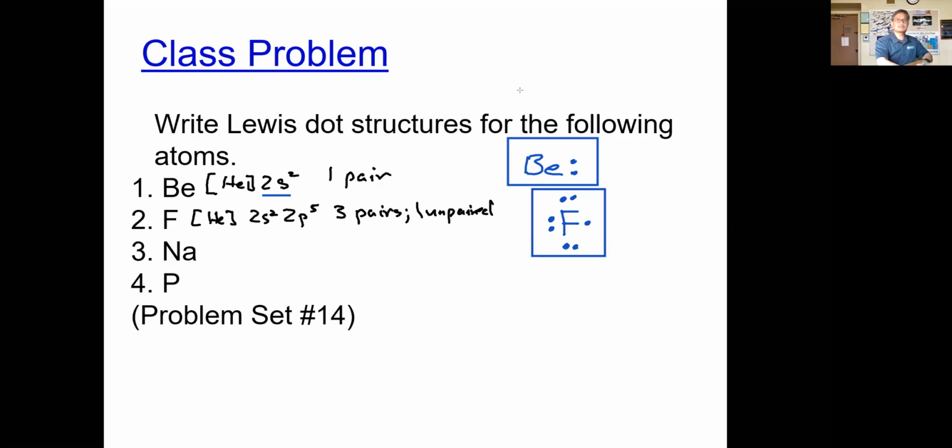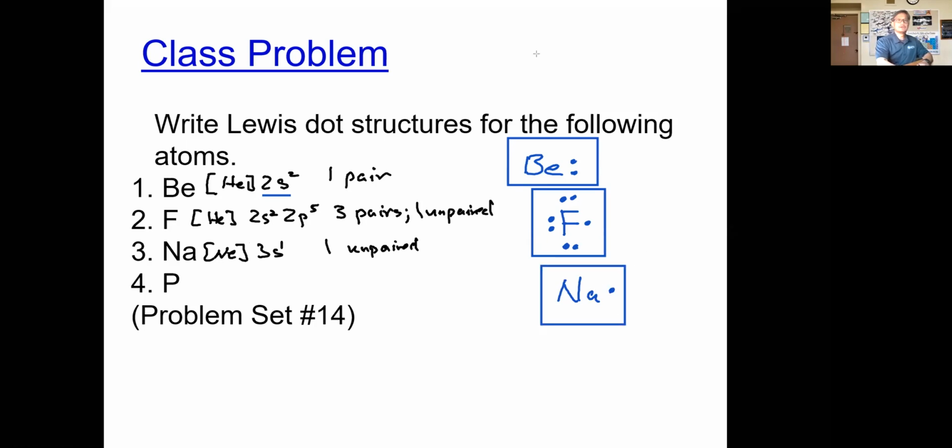Okay. All right, let's go ahead and take a look at sodium then. Sodium then is neon, 3s1. This 1 electron then is going to be unpaired, so it has 1 unpaired. Hope you can recognize that as well. Okay. And so when we go to write out the symbol for sodium, which is Na, we're only going to place 1 dot next to the symbol, and that then is the Lewis dot structure for sodium.